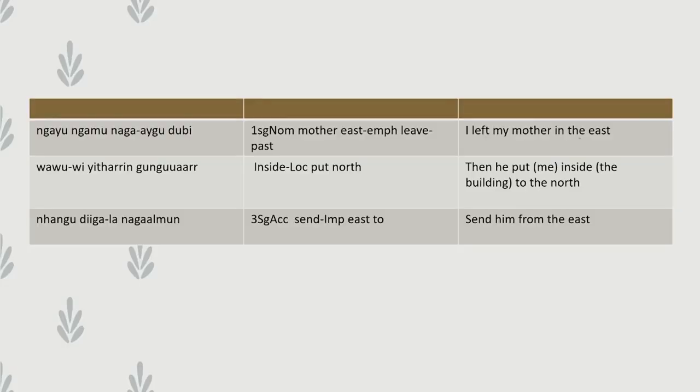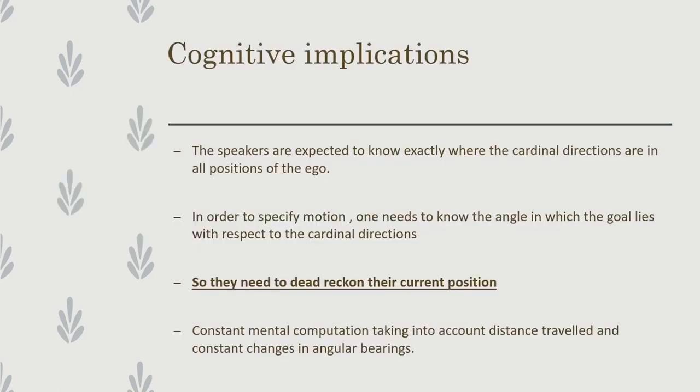So, I left my mother in the east, inside the building to the north, sent him from the east. Of course, it might not mean much to us, but the speakers and hearers of that language perfectly understand what the meaning is in this case. So, what we have seen in the absolute frame of reference is that it creates a very different spatial schemata to understand the coordinates, to give voice to the coordinates in space, with respect to which objects, location as well as movement are understood.